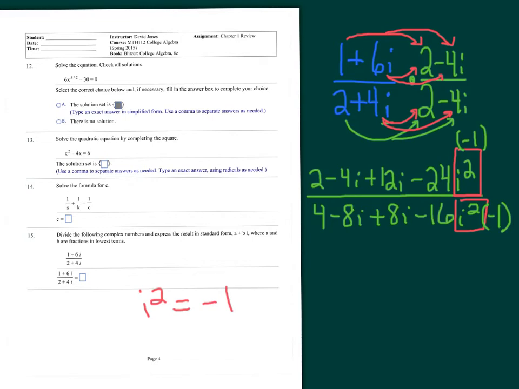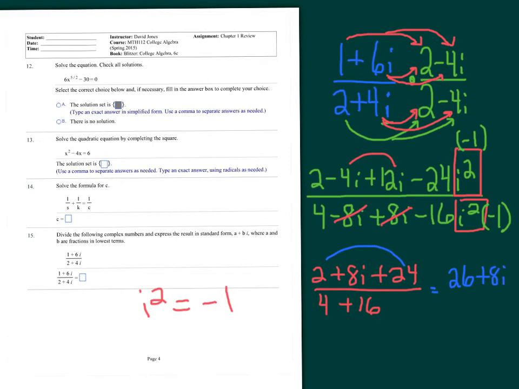So we've got now some like terms there. We've got 2 plus 8i. And then negative 24 times negative 1 is positive 24. On bottom, the negative 8i and the positive 8i, those cancel out. So now we've got 4, and then the negative 16 times negative 1, that makes a positive 16. So that's going to be equal to, we've got some like terms there, 24 and 2 makes 26 plus 8i over 20.